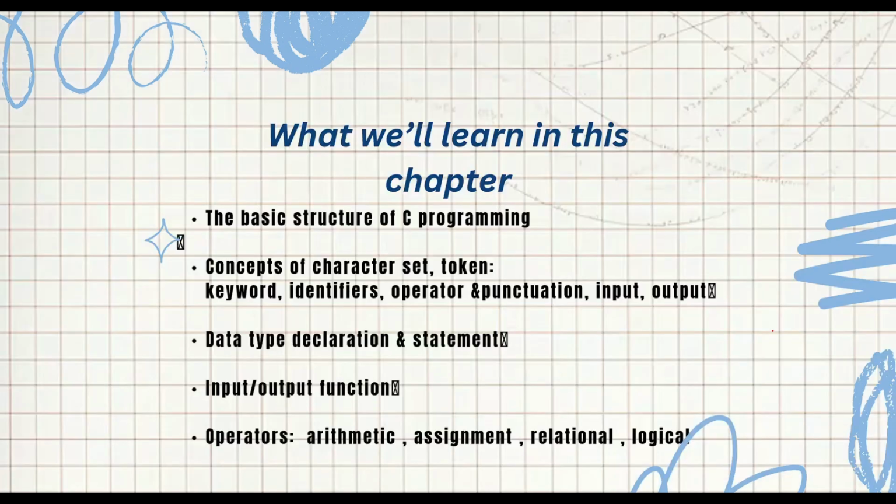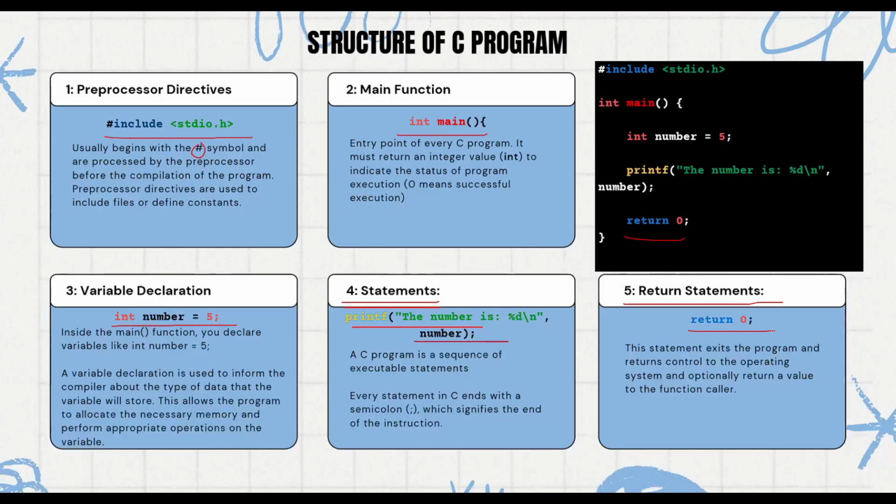What we learn in this chapter is the basic structure of C programming, concepts of character set, token, keyword, identifiers, operator, punctuation, input output. Next is data type, declaration and statement, input output function, and lastly operators: arithmetic, assignment, relational, logical. Here is the basic structure of a C program.